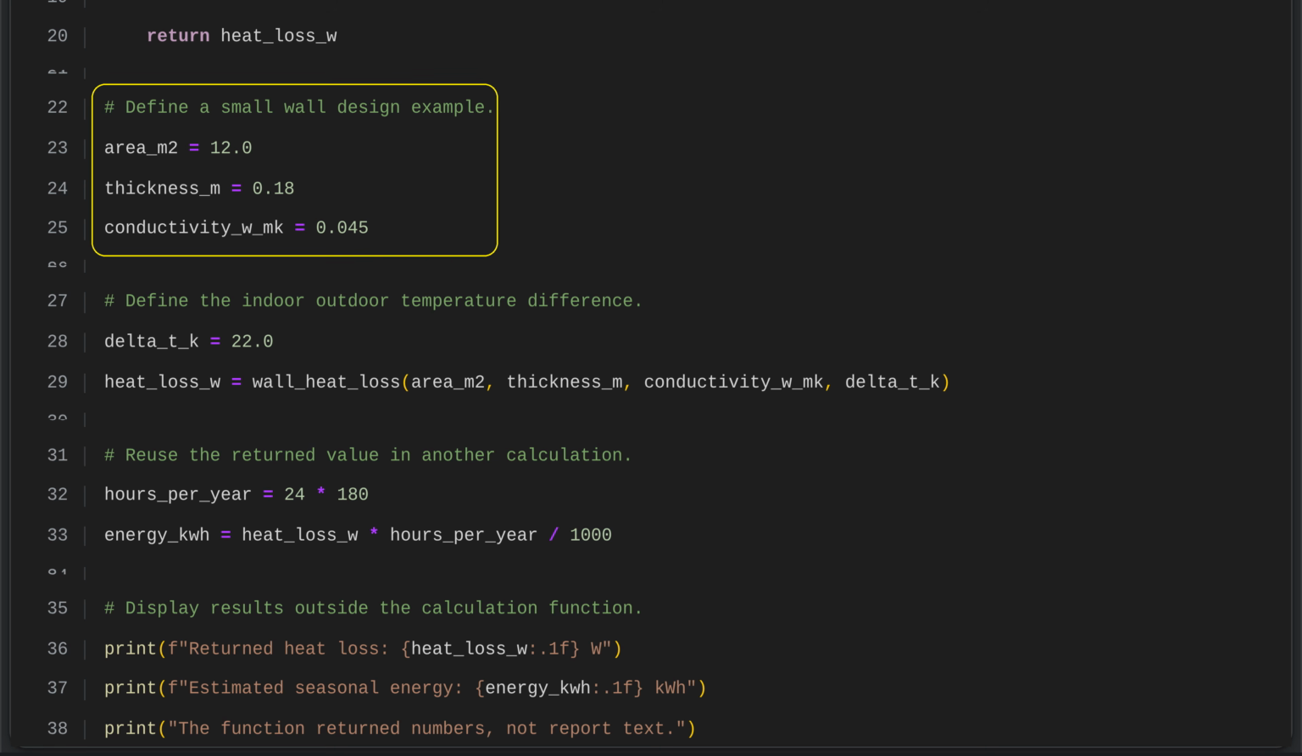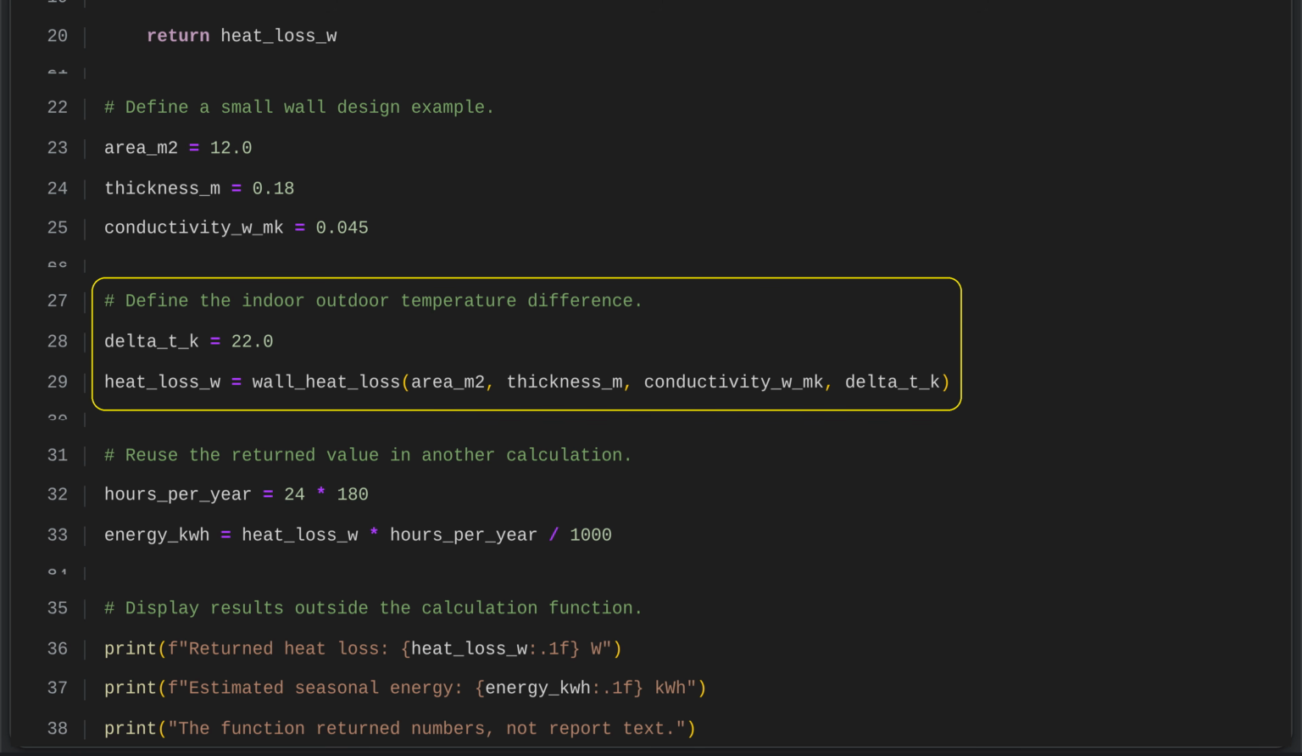This wall design example defines the key inputs for calculating heat loss: a wall area of 12 square meters, a thickness of 0.18 meters, and a material thermal conductivity of 0.045 watts per meter per Kelvin. The inside to outside temperature difference is set to 22 Kelvin, which is used to calculate heat loss through the wall. A heat loss function then uses the wall's area, thickness, conductivity, and this temperature difference to return the heat transfer rate in watts under the given conditions.